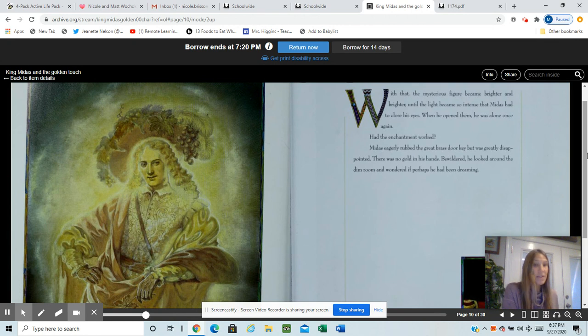With that, the mysterious figure became brighter and brighter until the light became so intense that Midas had to close his eyes. When he opened them, he was alone once again. Had the enchantment worked? The enchantment was like the wish. Midas eagerly rubbed the brass door key, but was greatly disappointed. There was no gold in his hands. Bewildered, which means confused, he looked around the dim room and wondered if perhaps he had been dreaming. I wonder.